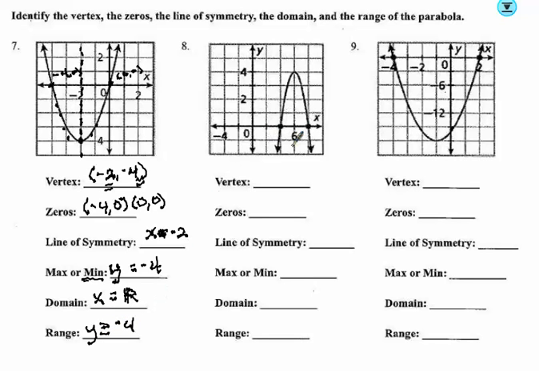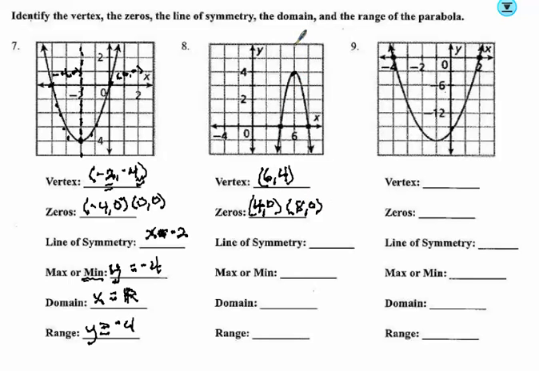Done. Number 2, here we're looking at the vertex. Again, that's the point where the graph changes direction. This is at (6, 4): 6, and the y is up 4. Okay, my zeros. This has a scale of 2 in this direction. So this would be (4, 0) and (8, 0).